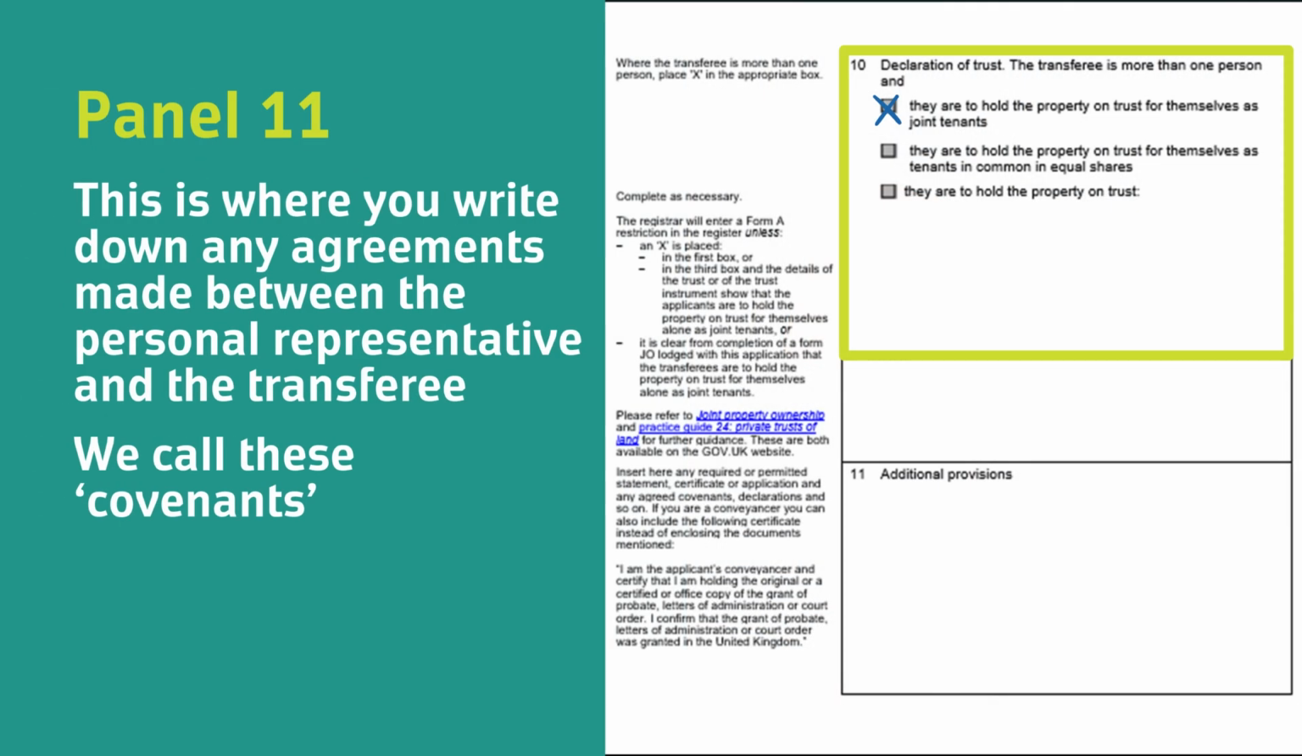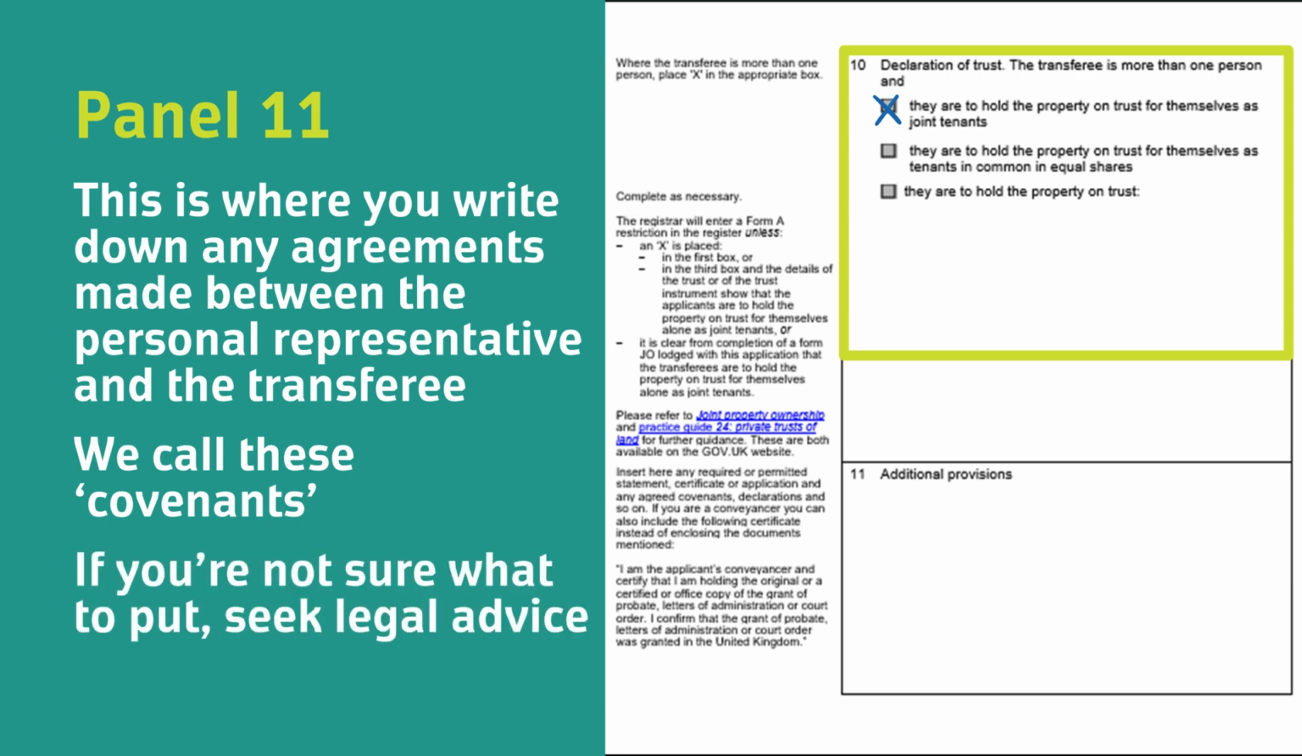In panel 11, you write down any additional provisions affecting the land or its owners. If there are any covenants or agreements made between the personal representative and the transferee, this panel needs to be filled in with the details. Otherwise, leave it blank. If you are unsure what to put, again, you should seek legal advice about them.